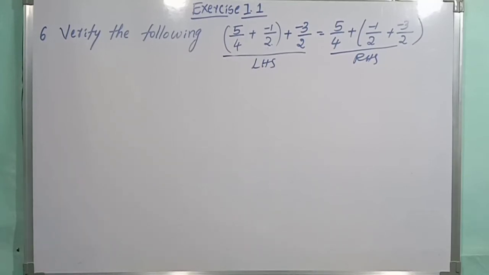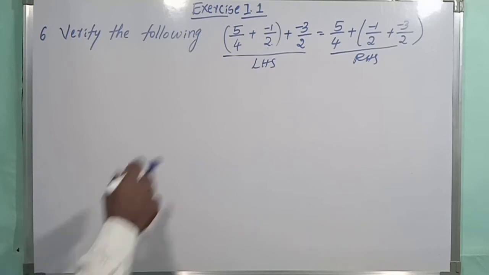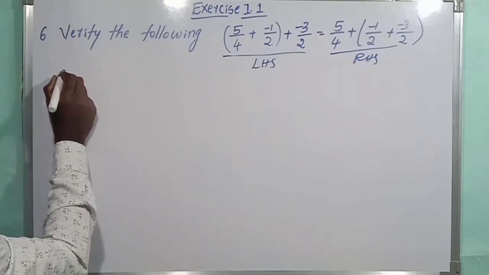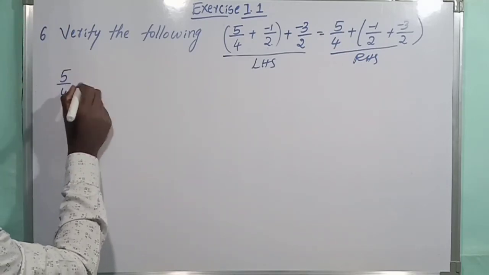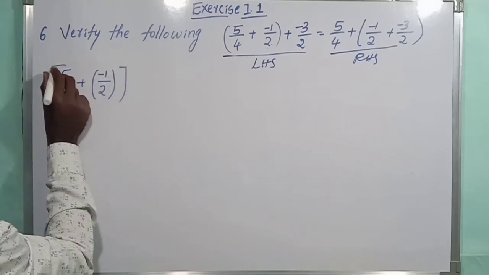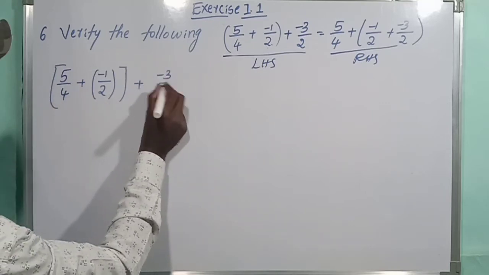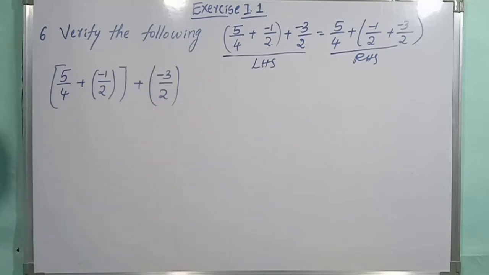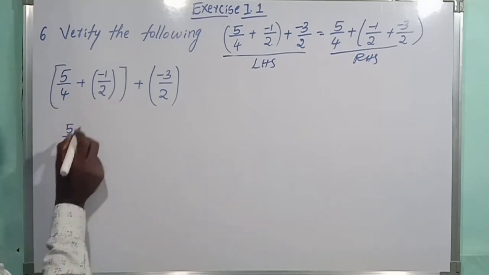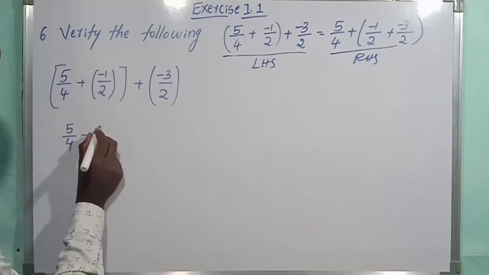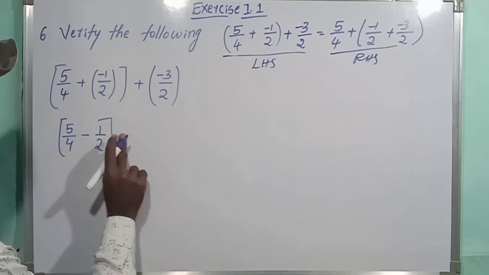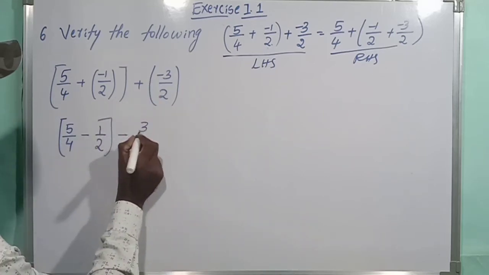Hello students, see the sixth problem. Verify the following. Here LHS and RHS both are given, so we have to verify it. So first one, what is the LHS given? 5 by 4 plus minus 1 by 2, bracket, plus minus 3 by 2. Now let's move to this bracket part. So 5 by 4 plus minus 1 by 2, plus minus 3 by 2.